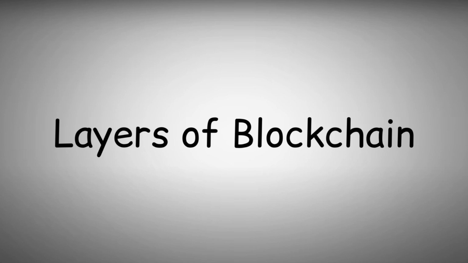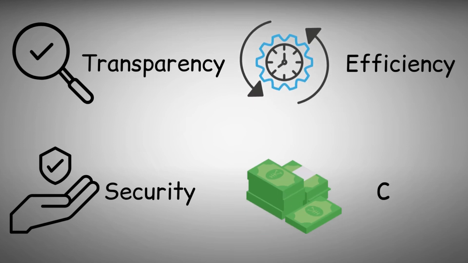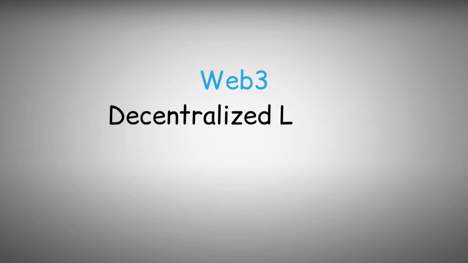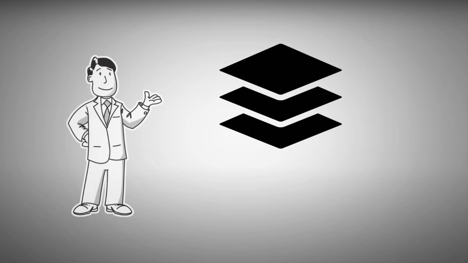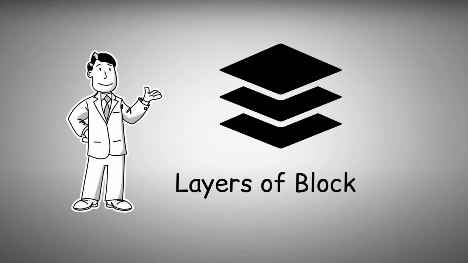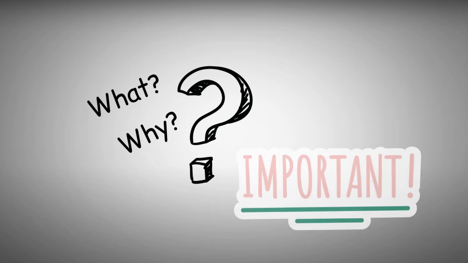Blockchain technology offers benefits like transparency and unbreachable security by enhancing efficiency, minimizing costs, and eliminating intermediaries. When it comes to Web 3.0 and Decentralized Ledger Technology, or DLT, especially in connection with blockchain, you may have heard people talk about the different layers of blockchain. What exactly are they, and why are they so vital?